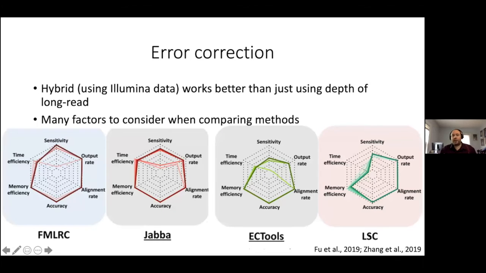For the error correction, especially with a hybrid approach, it's been shown in several comparisons to work better. The Illumina data is much more accurate, but not all of these error correction programs are equal. There are several factors to consider when comparing those, such as the sensitivity, output rate, alignment rate, accuracy is a big one, and the efficiency in terms of memory and time. Both of these things can be critical for trying to figure out the best way to do this with different study systems.